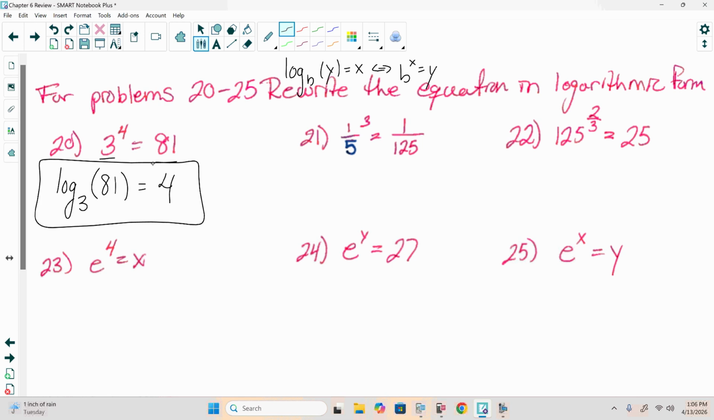Number 21, again, the base is not e. So we would use log. So it'd be log base what? 1/5 of 1 over 125 is equal to 3.